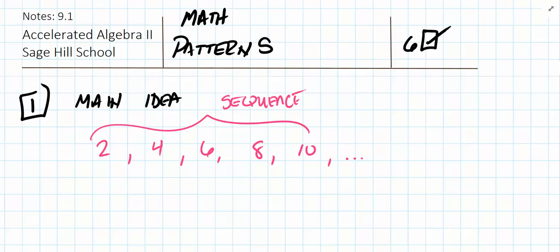What do you think the ellipsis means on the end here? Yeah, it means it continues just as it would. Nothing changes or deviates from what you see.